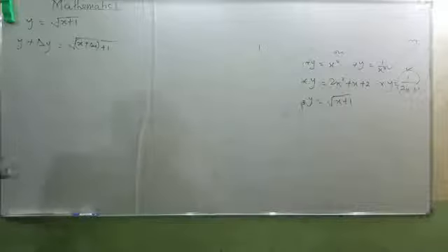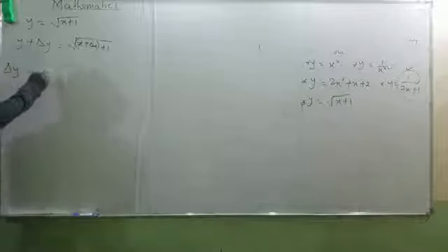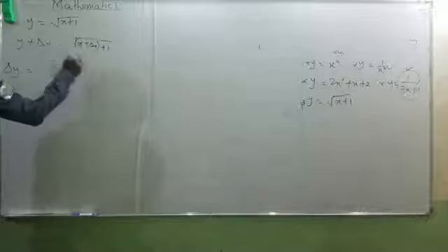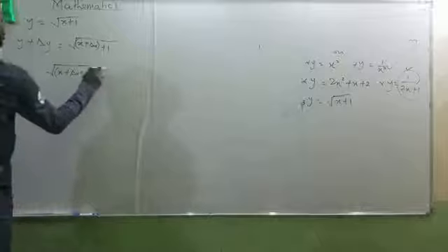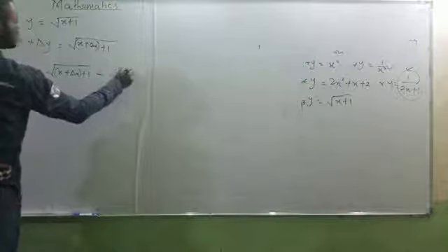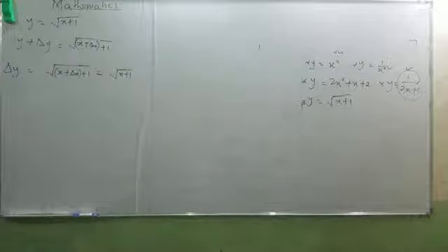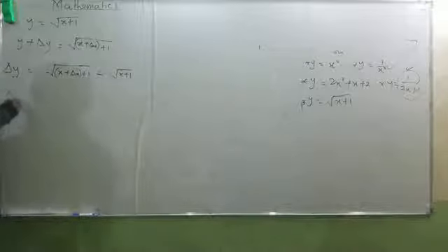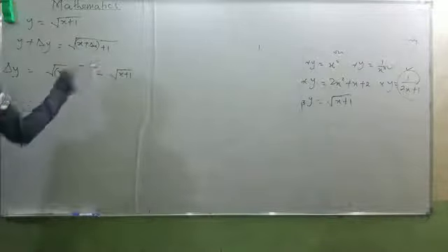Now, by so doing, I will have delta y equals root of x plus delta x plus 1 minus y, and my y is root of x plus 1. Whenever you have something like this, due to time I may not be able to solve it fully, but what you just need to do is conjugate and rationalize.